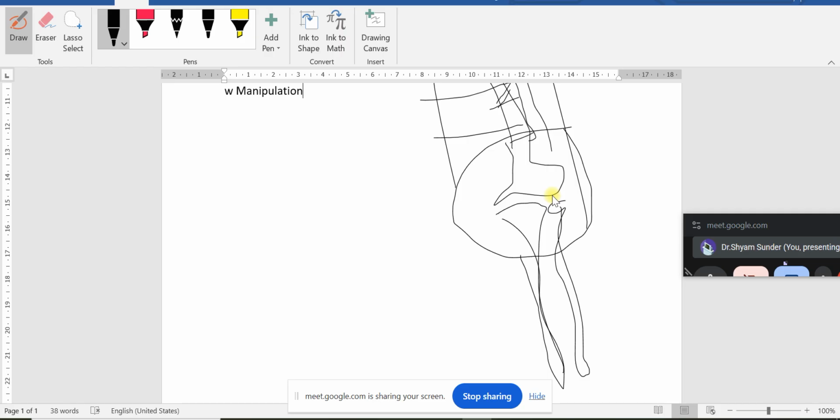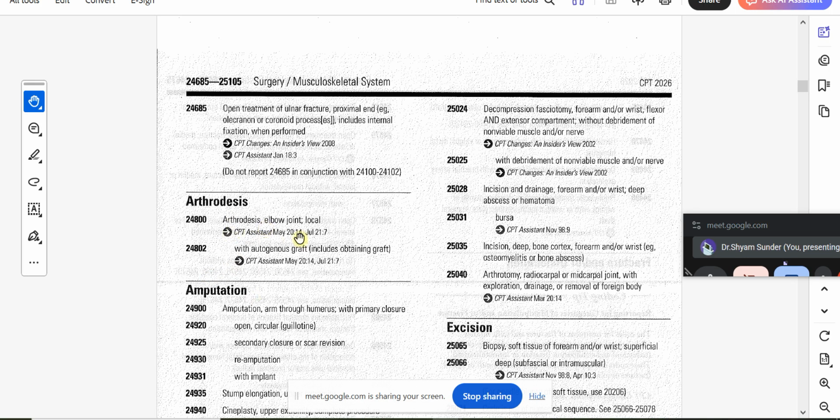In some diseases the patient will have severe pain in the joint, and if there is no other option, because the pain is caused by the movement, what they do is fuse these bones. There won't be any movement, and if there is no movement, there won't be any pain. So that is arthrodesis, joint fusion. Arthro is joint, desis is fusion. This fusion can be done in any joint area. You have a very limited number of codes for every joint.